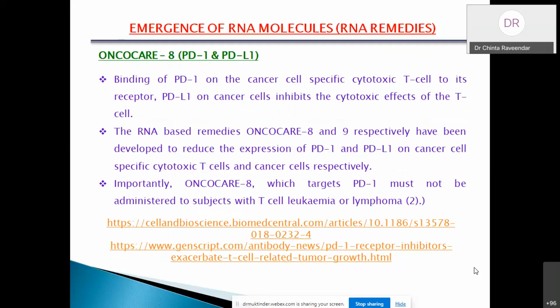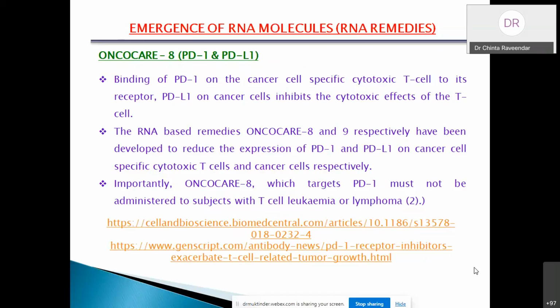The binding of PD1 on the cytotoxic T cell to its ligand PDL1 on the cancer cell inhibits the cytotoxic effects of the T cells. See, these two are antagonists. So the RNA-based remedies, OncoCare 8 and 9, which we have clubbed together, have been developed to reduce the expression of PD1 and PDL1. PDL1 should be less expressed on cancer cells, and in a similar fashion, PD1 should be less expressed on the T cells respectively.